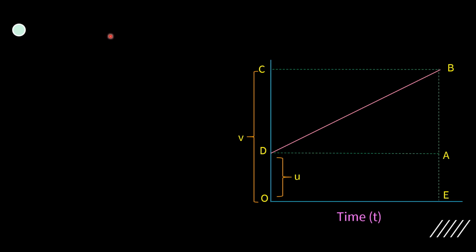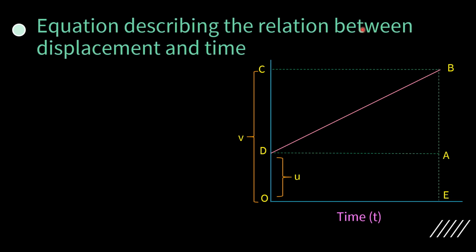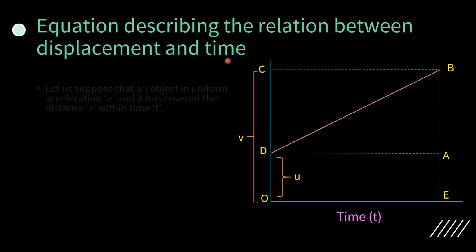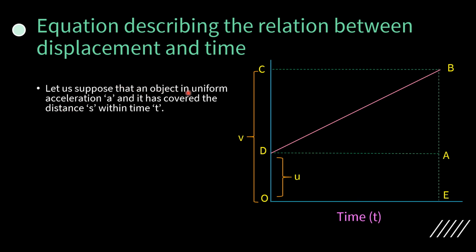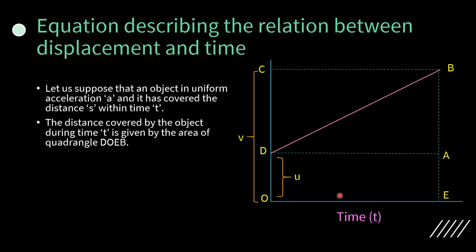Now children, let us derive the next relationship, that is the relationship between displacement and time. How are we going to derive it graphically? Let us suppose that an object with uniform acceleration A has covered the distance S in time t. The distance covered by the object is given by the area of the quadrangle DOEB. So this is the quadrangle.